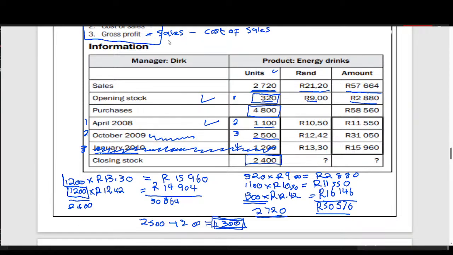And then our sales now, our sales is here, is given: 57,664 minus the cost of sales. This is our cost of sales, 30,576. 57,664 minus 30,576, and that will give us the profit of 27,088.